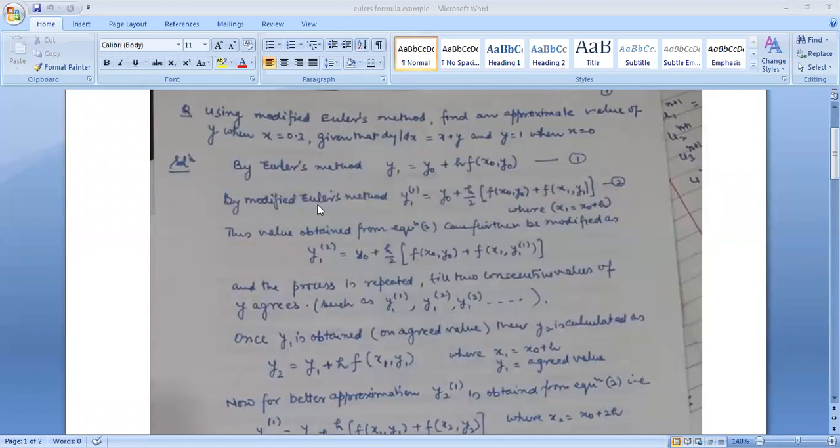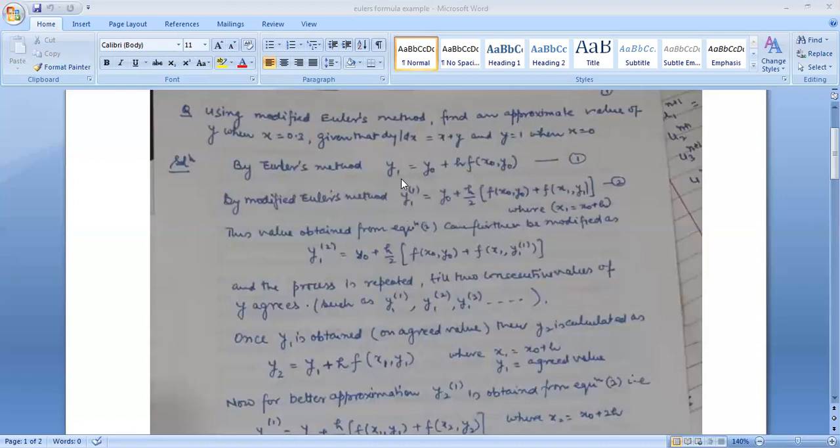And then by modified Euler's formula, you have to evaluate the value of y1 dash, which will be equal to y0 plus h by 2, because in modified Euler's formula we take the mean of two slopes. One slope is f(x0, y0) and another slope is f(x1, y1). y1 is the value which we have just calculated from this formula. So formula number 1 and formula number 2 both will be used, where x1 is equal to x0 plus h.